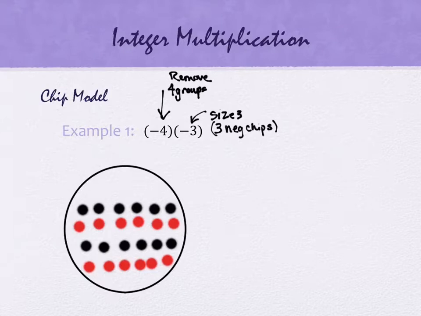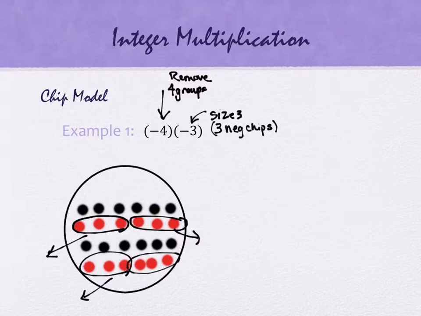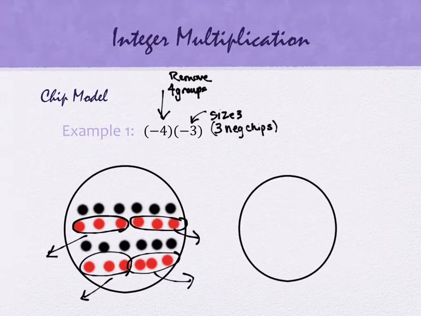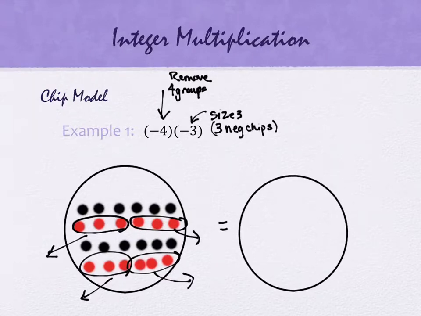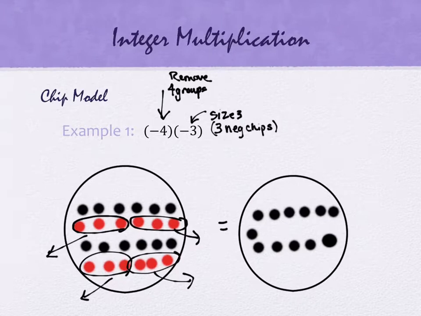So what are we doing? Well, it says that I need to remove 4 groups, and the groups need to have 3 negatives in them. So here's 3 negatives, and I can remove it. And here's 3 negatives, and I can remove that. And here's 3 negatives, and I can remove that. 3 negatives, and I can remove that. That is 4 groups of 3 negatives that I have removed. So what remains? 12 positive chips. Yup. And lo and behold, a negative times a negative equals a positive.